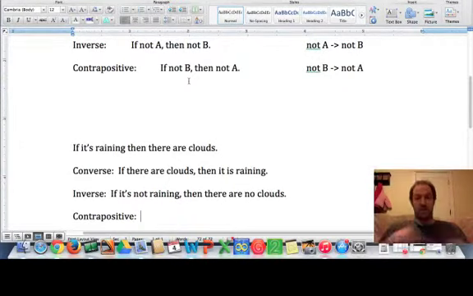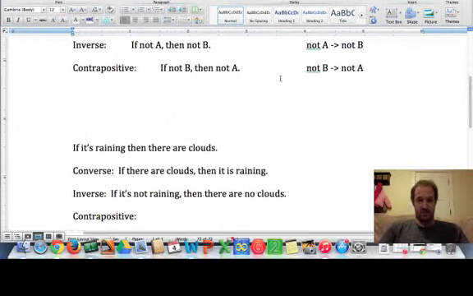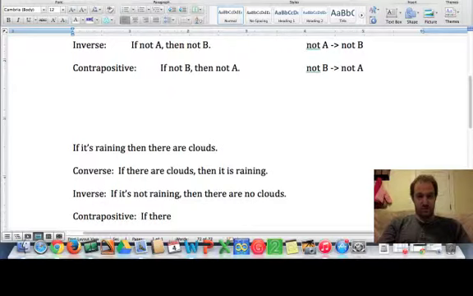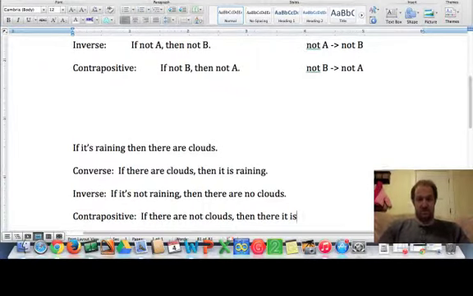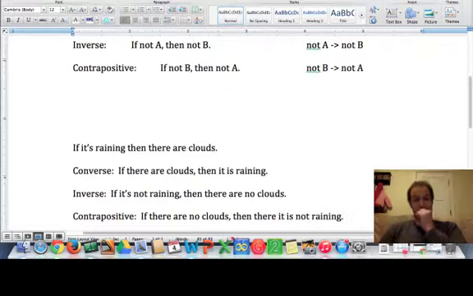Now the contrapositive, you switch them around and you put not in there. So the contrapositive, again, starting with this original statement: if there are no clouds, then it is not raining. And there we go. That is how you write the converse, inverse, and contrapositive of an if-then statement.